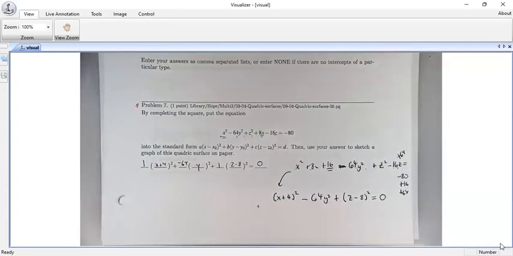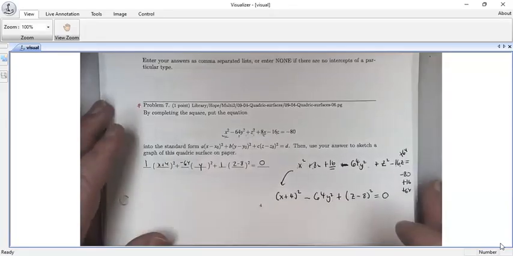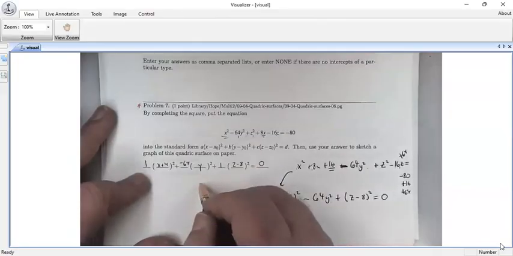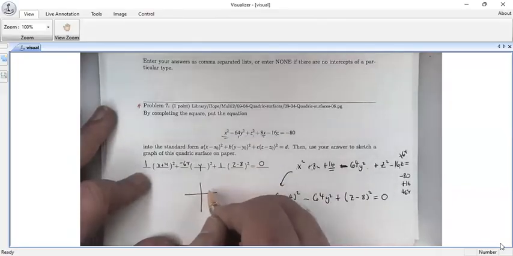Does that make sense? Did I lose you guys anywhere on this? Now you're supposed to graph the thing, but what would this equation actually look like? Well, I've got to be making sure it's equal to 0. So, okay, WebWork really likes me.